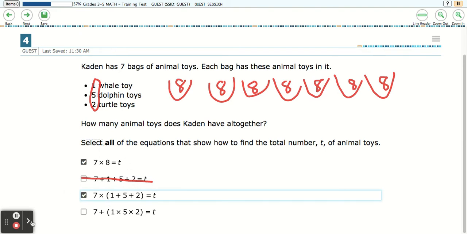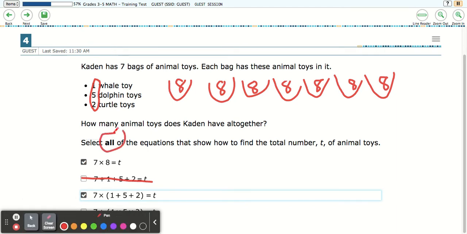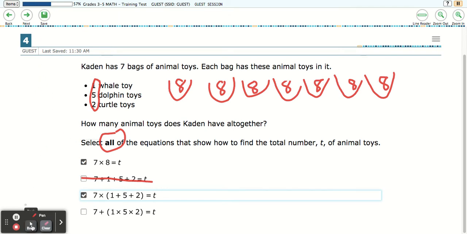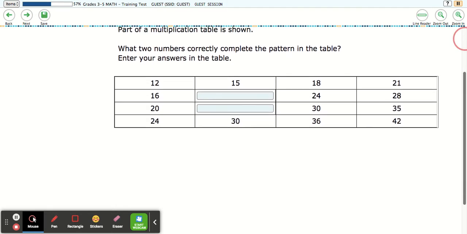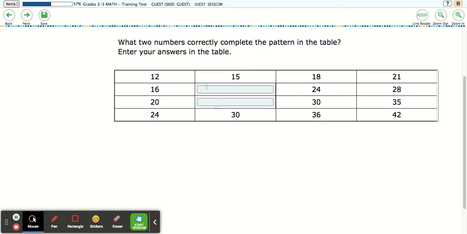Remember, if you see something that says select all, you may need to click more than one. So don't rush so fast that you just click one. Okay? All right, part of a multiplication table is shown. What 2 numbers correctly complete the pattern in the table? In this one, you're going to type some numbers, and you have to think about the pattern you're seeing. Well, I see 12, 15, 18, 21. That seems to me like I'm counting by 3s.